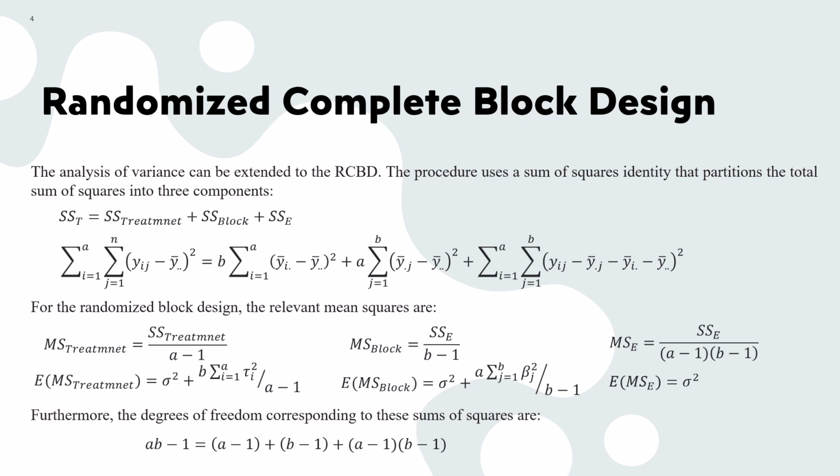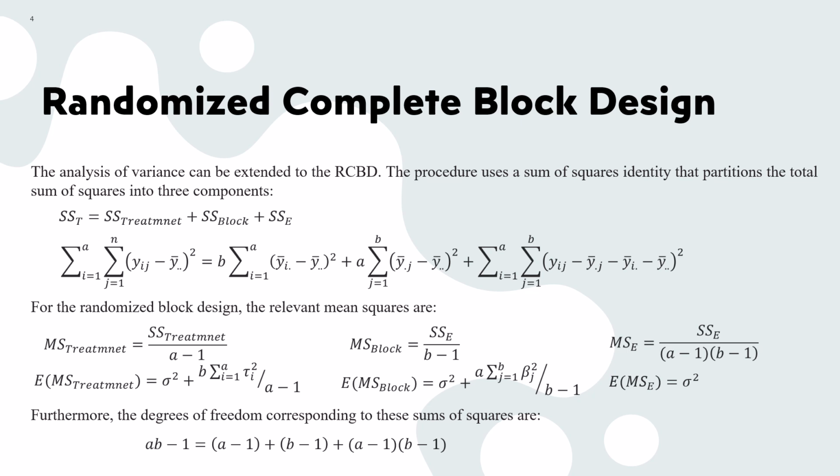The mean square for treatments is obtained by dividing the treatment sum of squares by the number of treatment levels minus 1. Similarly, the mean square for blocks is calculated using the number of blocks minus 1, and the mean square for error uses the product of the degrees of freedom for treatments and blocks, each minus 1. Expected values of the mean squares are shown at the bottom right.